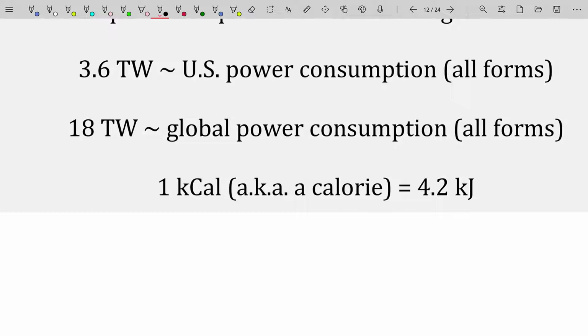And then I'll wrap it up here with what we commonly know when you eat a Hostess Twinkie cake or something like that, a calorie, because that is a form of energy.